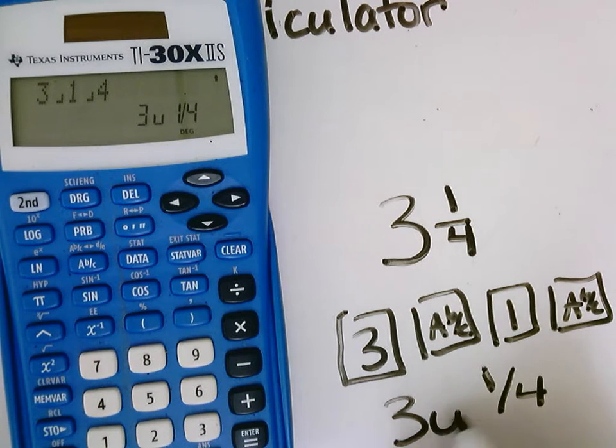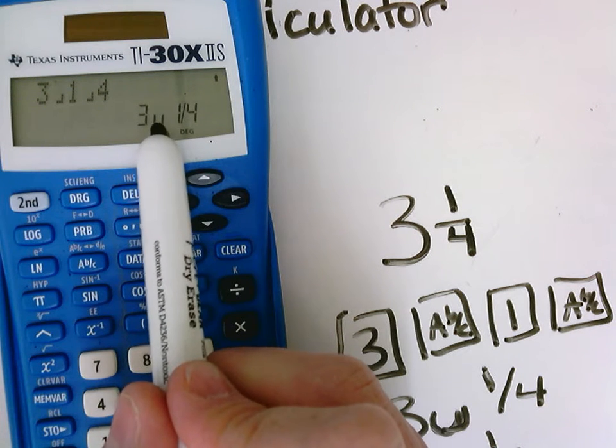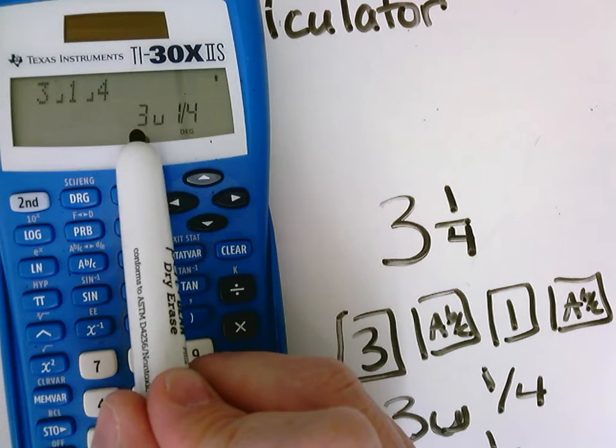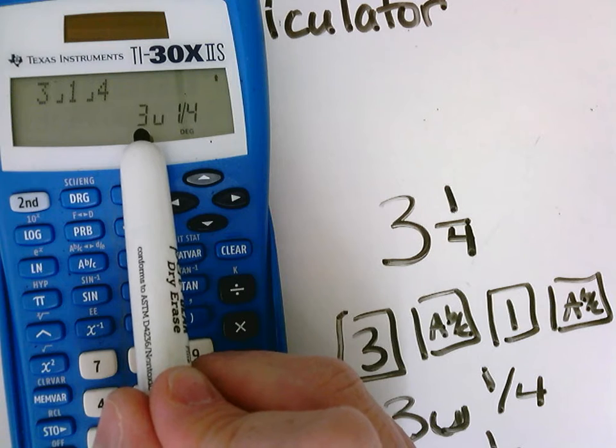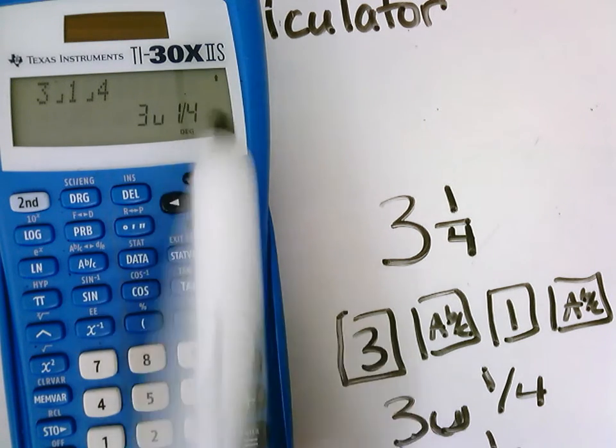The U right there is just holding a space. It's saying there's a space. That's not a number, and it's not a decimal point. It's just keeping that 3 separated from the fraction that's there. So when you write it in your book or write your answer, you're not writing that U. It's just letting you know that this 3 is not part of 31. It's 3 1/4.